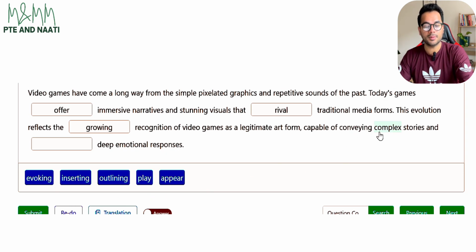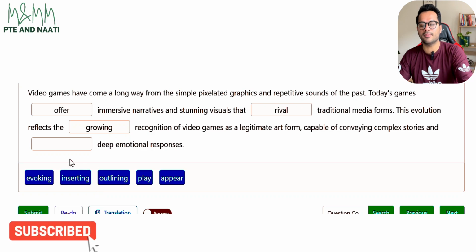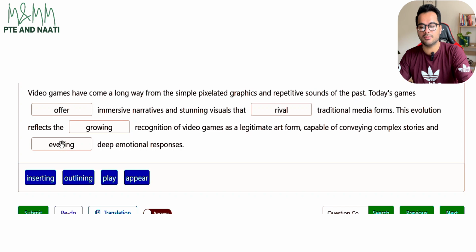Let's have a look. Capable of conveying complex stories and evoking deep emotional responses, it does make sense because evoking means coming to mind, and we're talking about deep emotional responses. Coming to mind, deep emotional responses is absolutely making sense with each other. But let's look at the other options. And inserting deep emotional responses, you can't insert emotional responses. You can only feel that feeling. Outlining deep emotional responses, again, that would be grammatically incorrect. So my correct answer has to be evoking because that makes sense with the deep emotional responses.